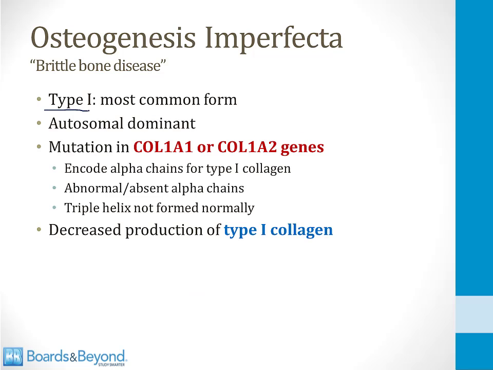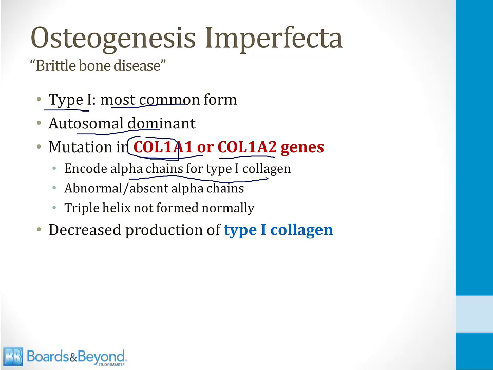The type 1 form of osteogenesis imperfecta is the most common form. It can run in families in an autosomal dominant fashion, and it is due to a genetic defect in either the COL1A1 or COL1A2 genes. And COL1 means type 1 collagen, so that can help remind you that the problem in this disorder is genes that encode for the alpha chains of type 1 collagen.